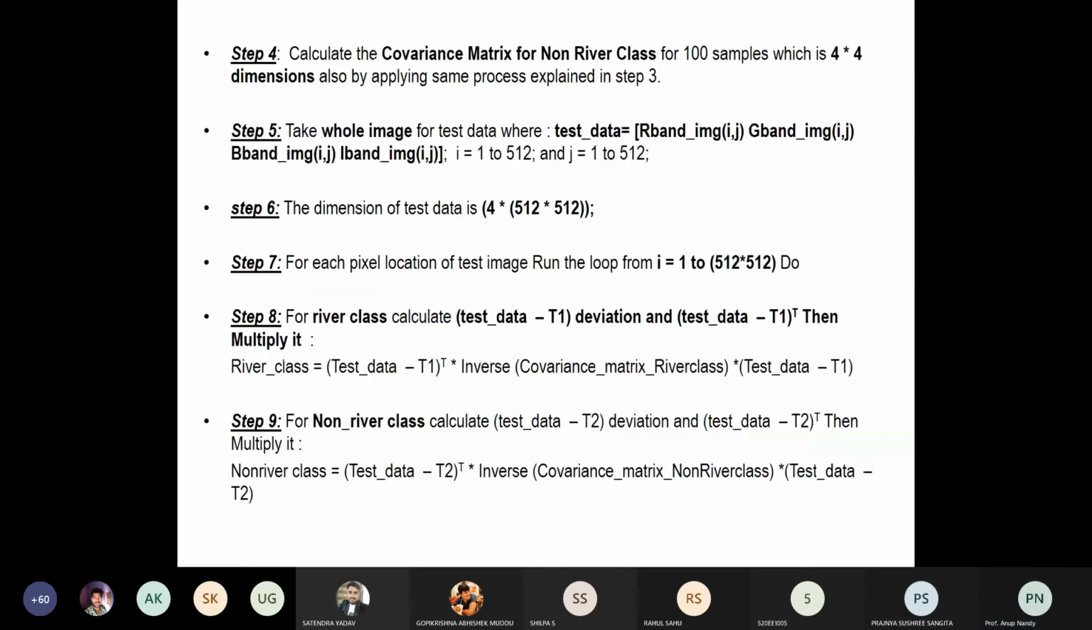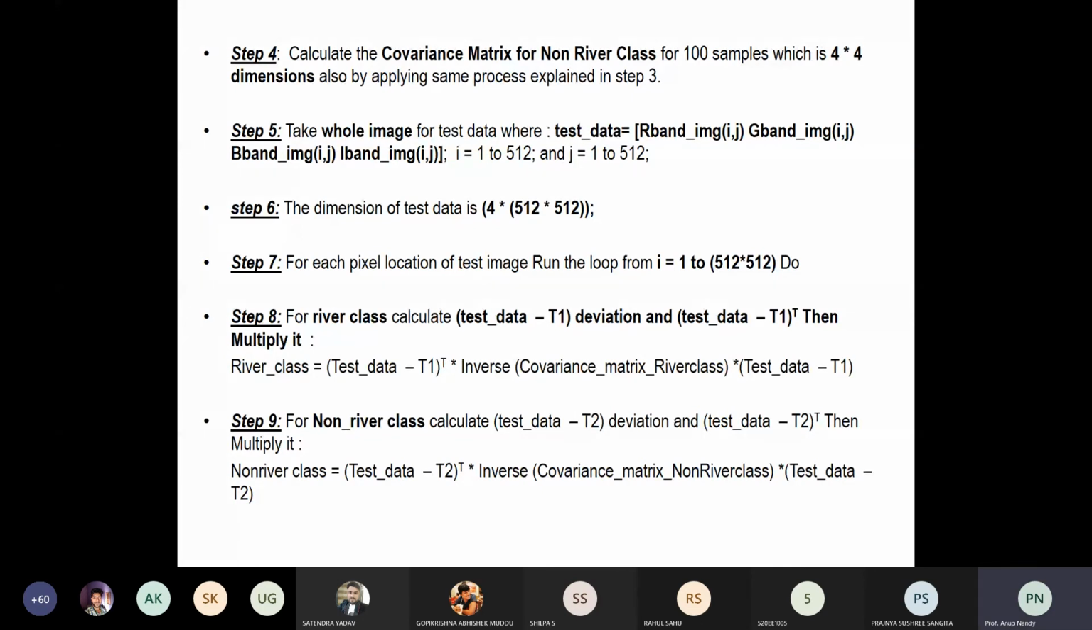Actually, you have I is equal to 1 to 512 into 512. Because these images are 512 into 512, if you multiply, you will have over 200,000 values there. Suppose, let me clarify. Suppose you have a matrix of dimension 4 cross 4. How many values will you have? 16. Now, I is equal to 1 to 16.